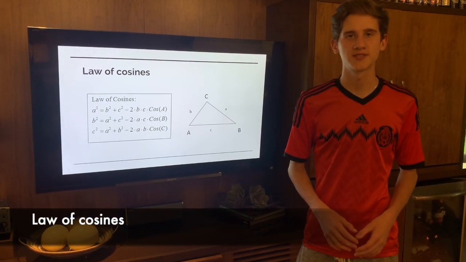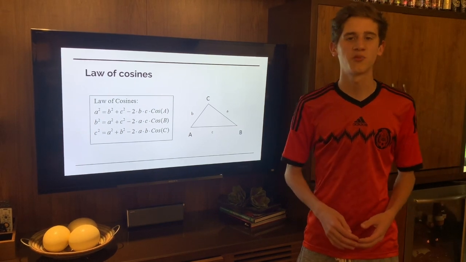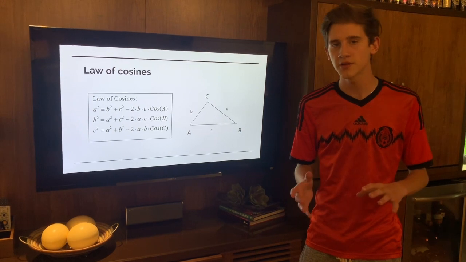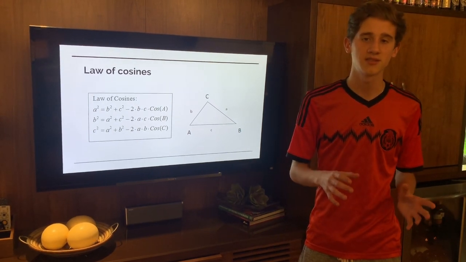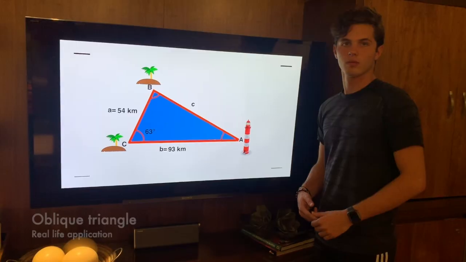The law of cosines is a law in trigonometry where the cosine of an arc of a spherical triangle equals the product of the cosines of the remaining arcs plus the product of the sines of those arcs, and then the cosine of the angle between them.